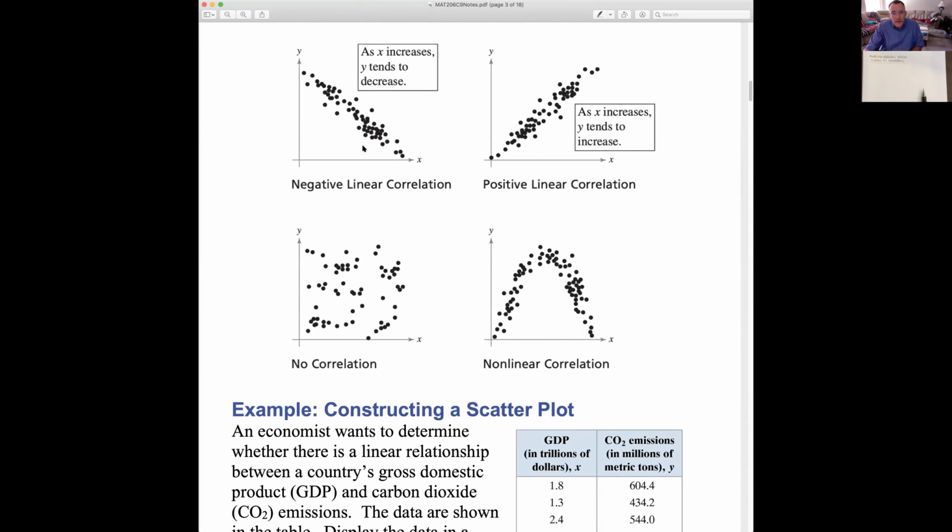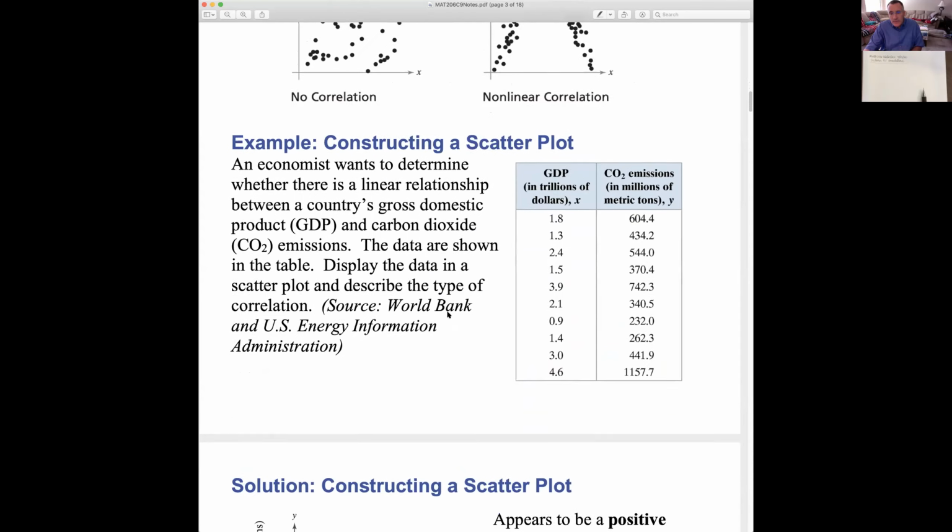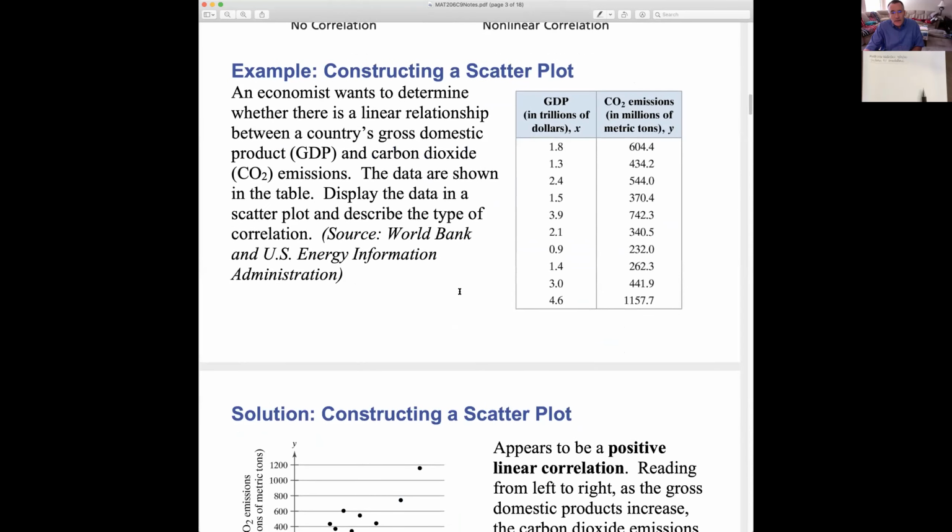Now, to make one of these graphs, these scatter plots, we're going to need some data. So here is some data. Right? And this data is from an economist that wants to determine whether or not there's a relationship between a country's gross domestic product, GDP, and carbon dioxide emissions. Essentially, they're saying the more money we have, the more we pollute the environment. Right? That's what they're wondering.